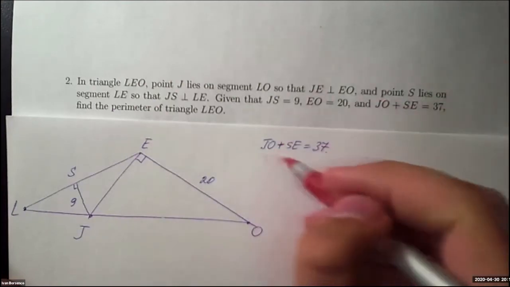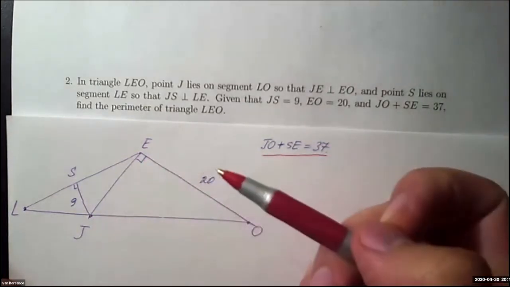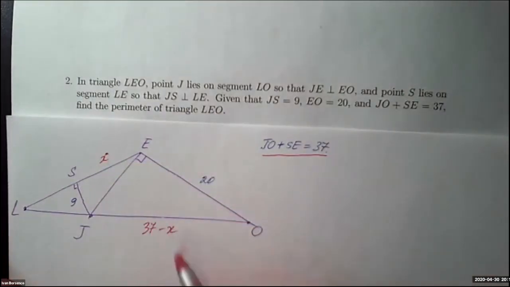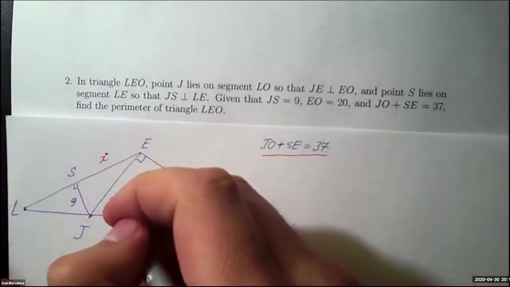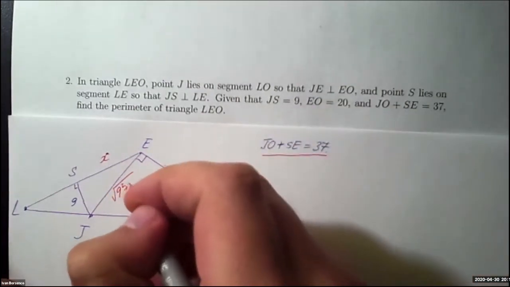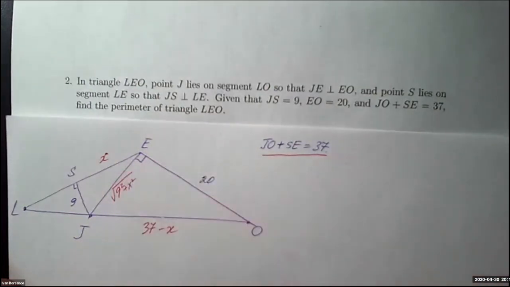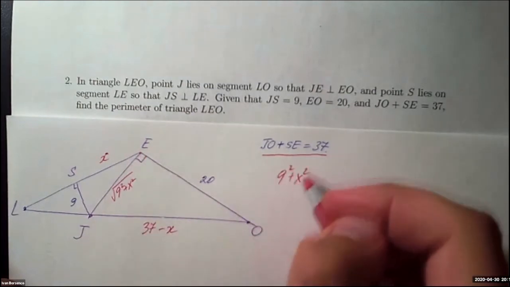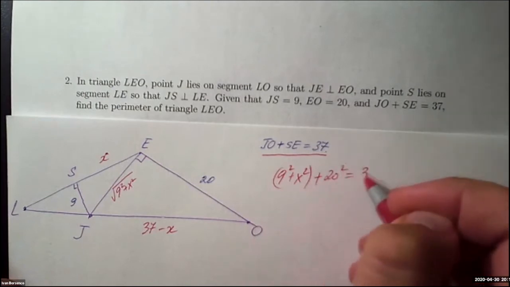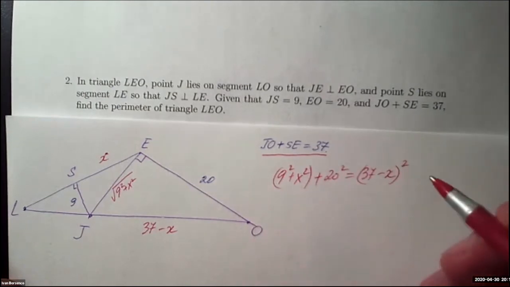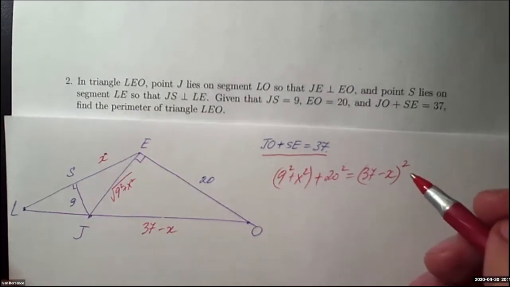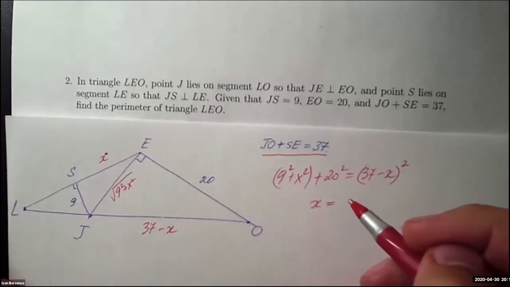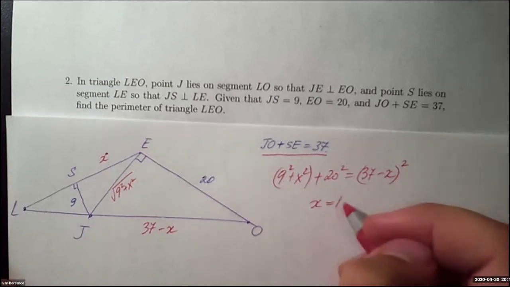Well, I agree that you have to work with Pythagorean theorems. And this condition tells you one of them is x and the other one is 37 minus x. So what can you do? JE you express in terms of x, and then you can find x, pretty much from the Pythagorean theorem in triangle JEO. So 9 squared plus x squared plus 20 squared will be 37 minus x all squared. But this doesn't solve the problem. At least you can get x now, right? x is equal to, I think, 12 if you solve it. Yeah, it's 12.